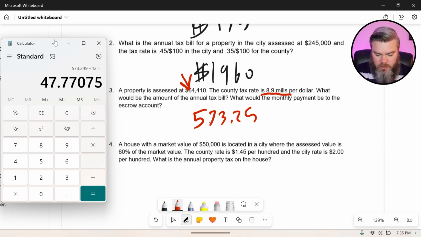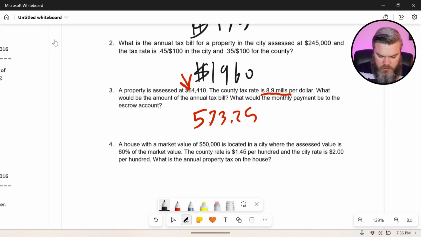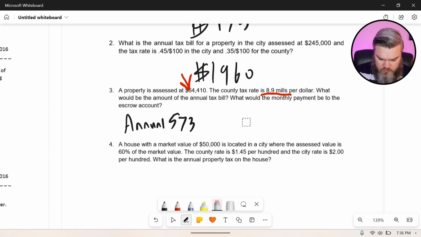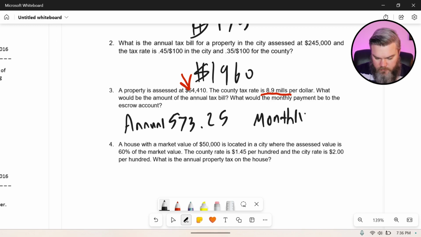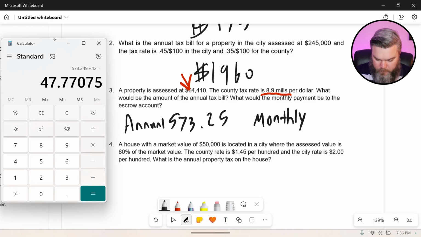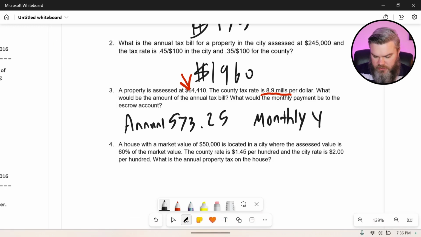So we are going to be dealing with, and actually let me put this in black so it's consistent. Annual, 573.25. Monthly was what? $47.77. There you go. Let's get rid of this right here.